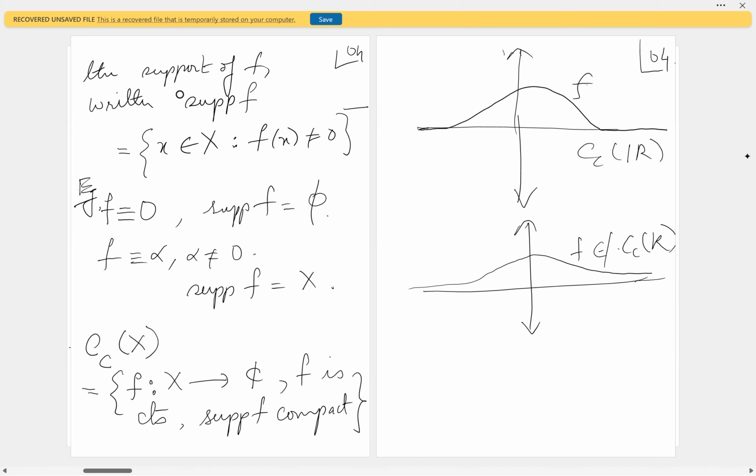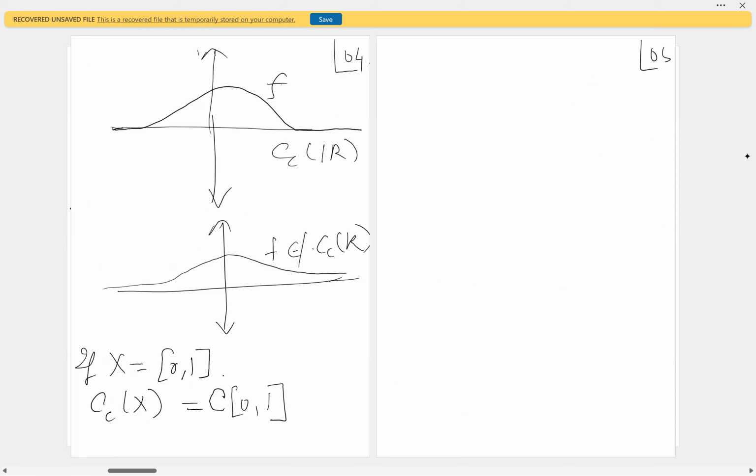And just before we move on, if I take X to be [0, 1], what will C_c(X) be? What do you think? Right? Yes, in fact, if you take X to be any compact topological space, C_c(X) will be just C(X). Okay. So we have seen this version of C[0,1].